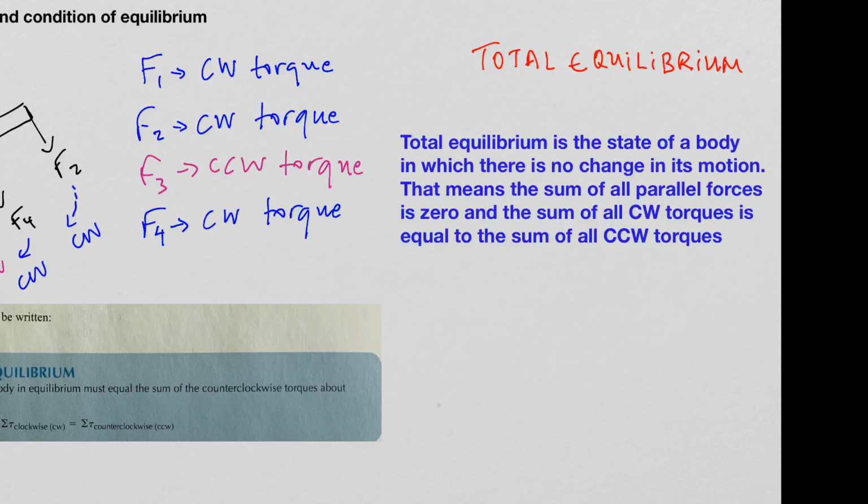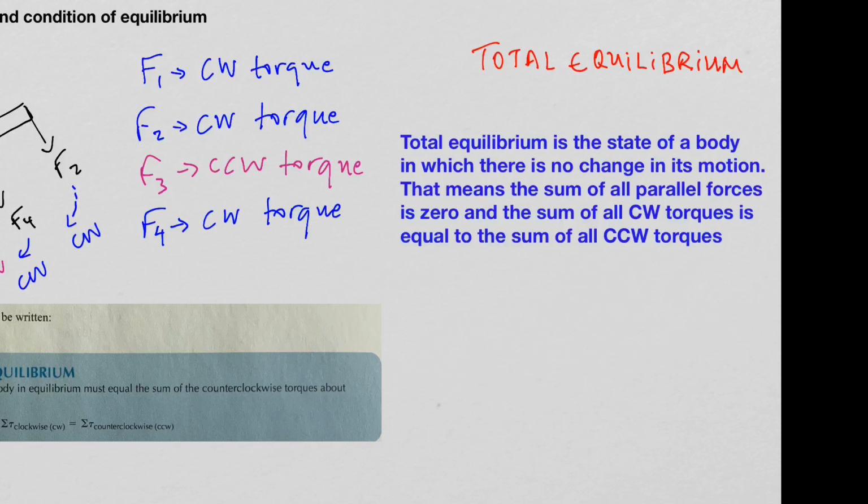Now, combining the two equilibrium conditions for parallel forces and for torques leads to what is known as total equilibrium. Total equilibrium is the state of a body in which there is no change in its motion. That means that the sum of all parallel forces is equal to zero, and also that the sum of all clockwise torques is equal to the sum of all counterclockwise torques. So both equilibrium conditions must be satisfied at the same time to say that an object is in total equilibrium.